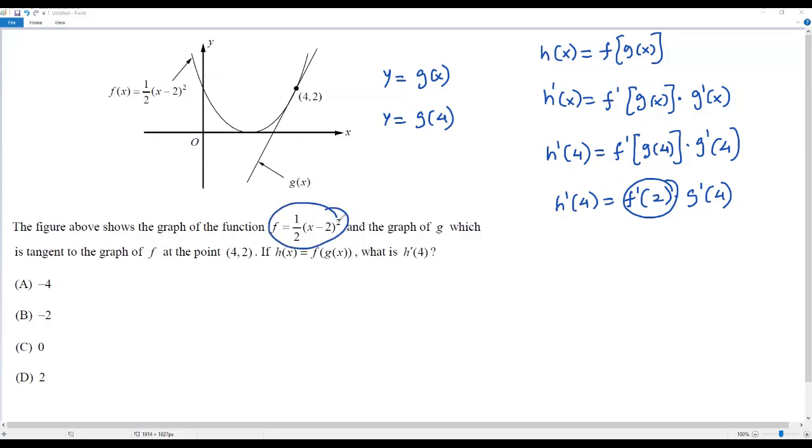Once we get the first derivative, we have to plug in 2 for x to get the value of f prime of 2. Now let me take the function f we have over here. That is f of x equals 1 half times (x minus 2) the whole square. Let's find the derivative of this. When I find the derivative of f of x, it will become f prime of x.